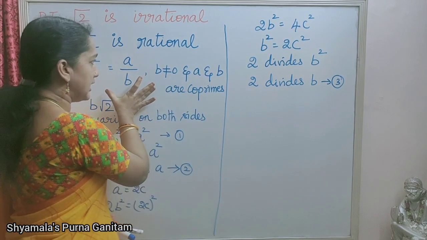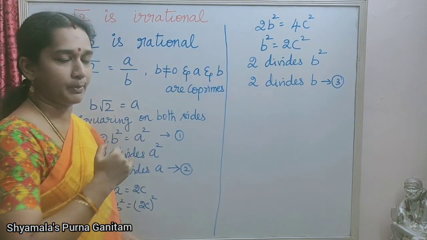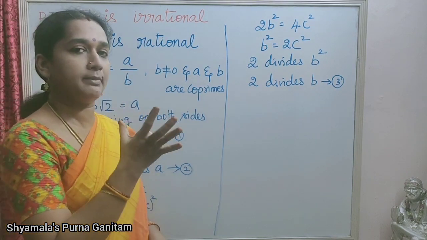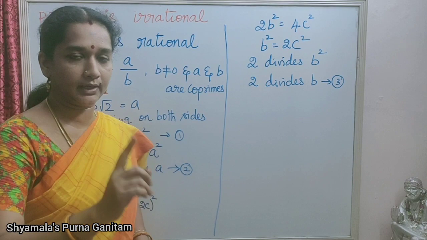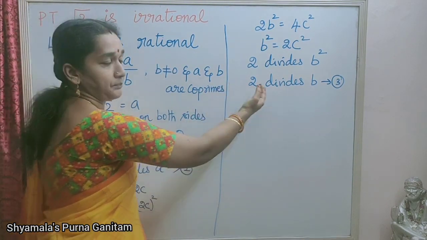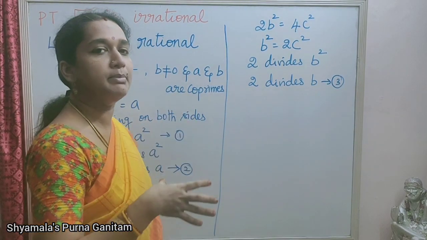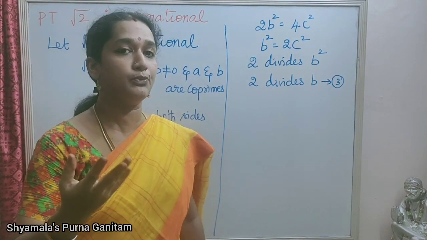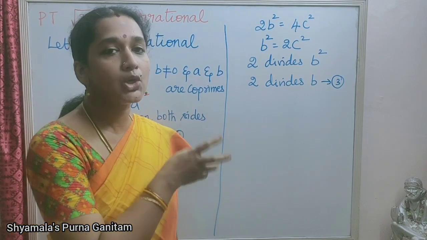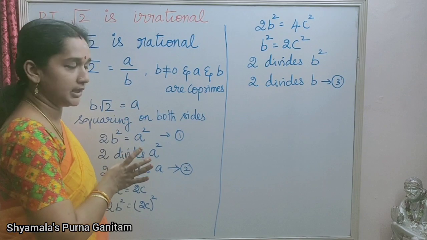But in the beginning, what we have taken? We have taken a and b are co-primes. What are co-primes? Co-prime numbers, as I told you, have only one common factor, 1. But now, what we have proved? We have proved that a and b have one more factor other than 1, that is 2. So this contradicts the fact that a and b are co-prime numbers.